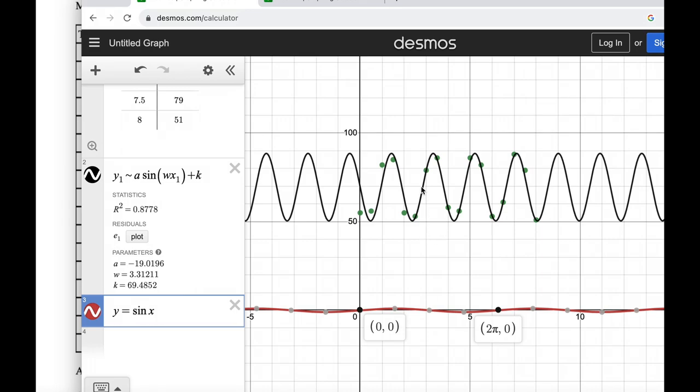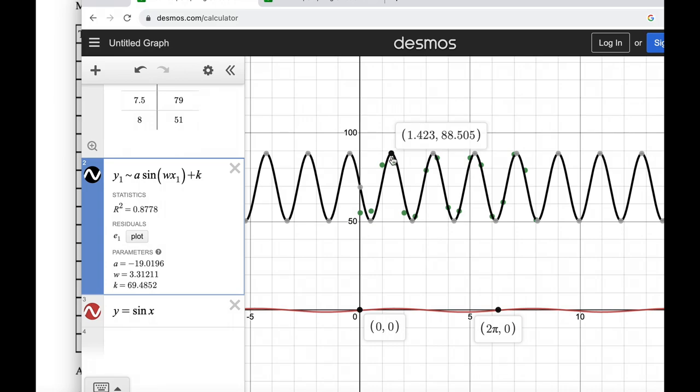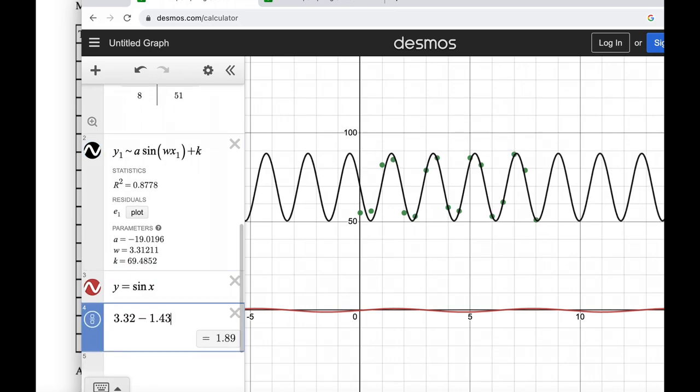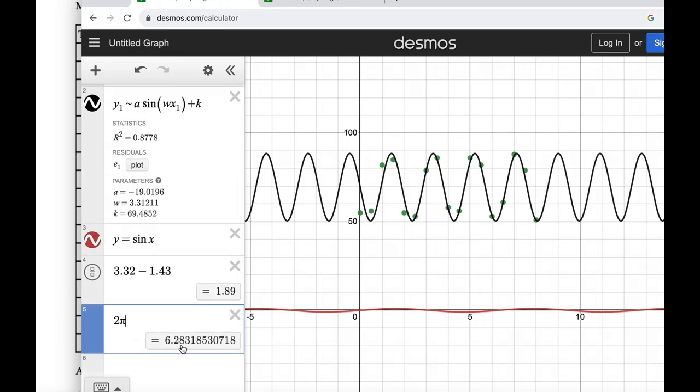We can estimate the period if we take one point on my wave and then see the difference between that and the next point on my wave. Just subtract the two and we can see what my period is. So 3.32 minus 1.42. My period of my wave is 1.89 so far, whereas 2 pi would have been a period of 6.3. So the original sine is very different from mine.